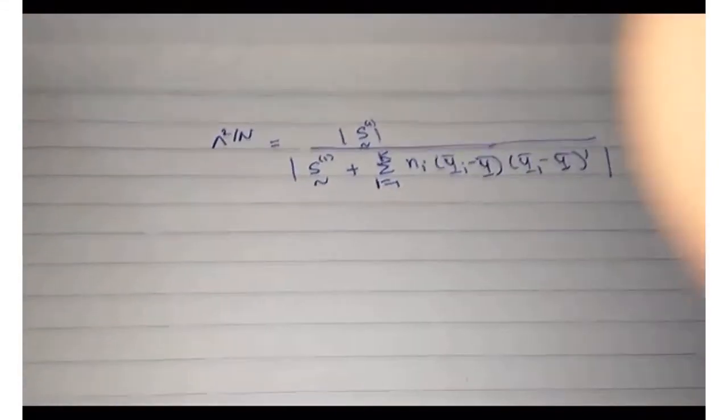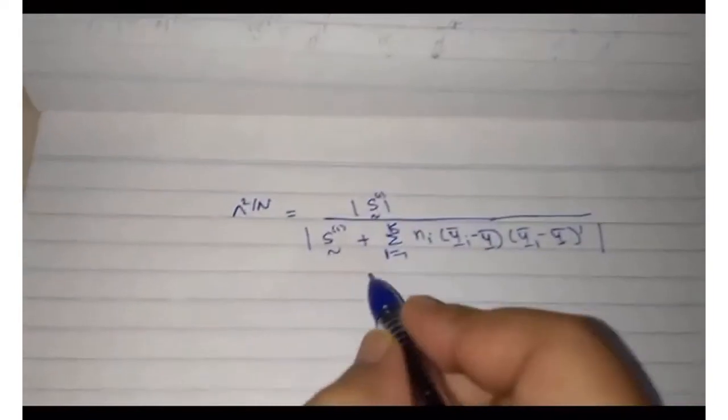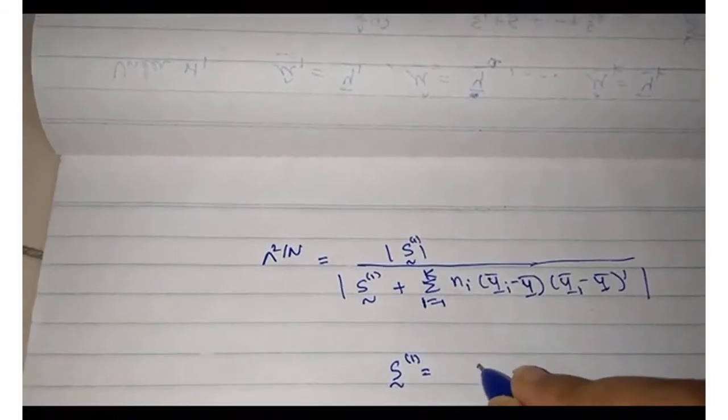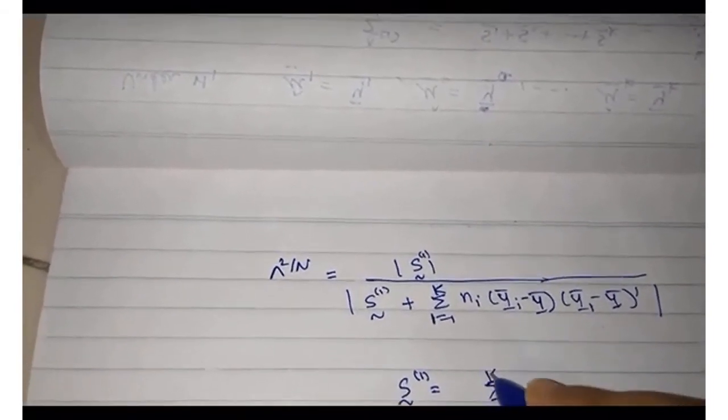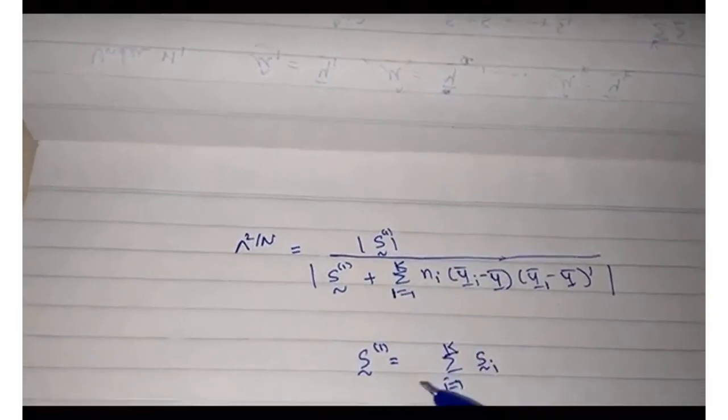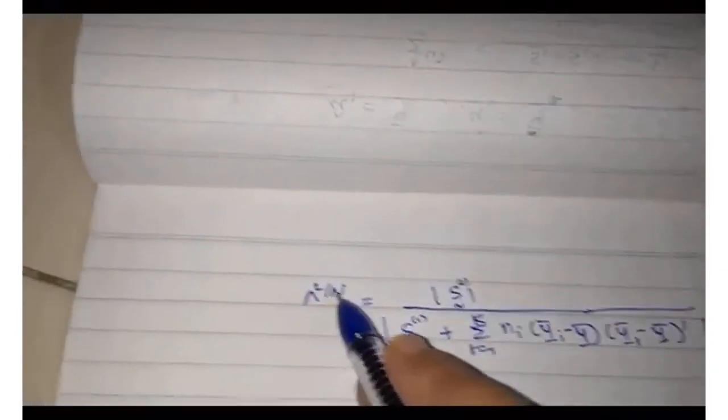So what I get is lambda raised to 2 by n as this, where my S1 is like S under the alternative, that is, summation i going from 1 to k of Si, the sum of individual Sis. So this is what we get. And lambda raised to 2 by n is also called Wilks lambda. Sorry, not Wilcoxon, Wilcoxon is your test. Wilks lambda.